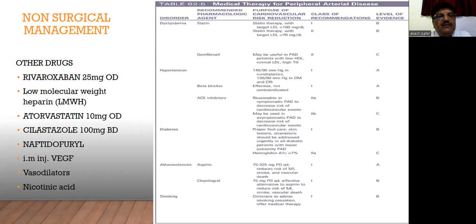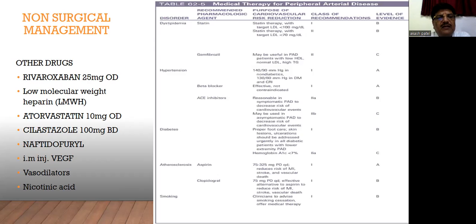Low molecular weight heparin in acute ischemic cases is used in those cases where intervention is planned and you are waiting for things to work out. During that time, we generally give unfractionated heparin. Low molecular weight heparin is given occasionally, not very commonly. Atorvastatin, of course, is used as a statin.